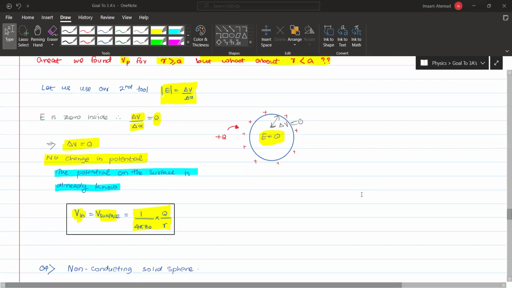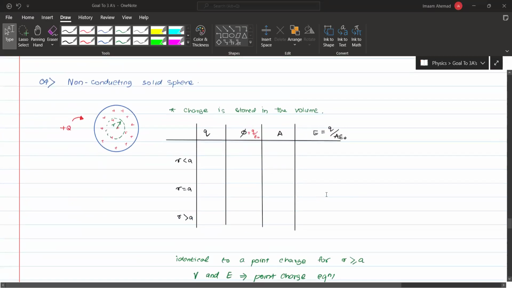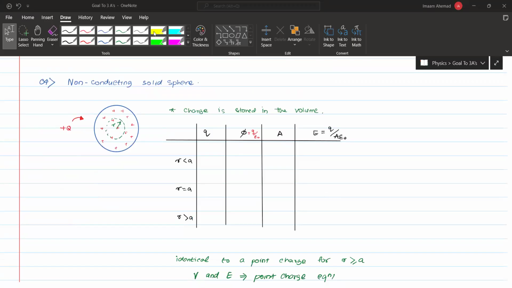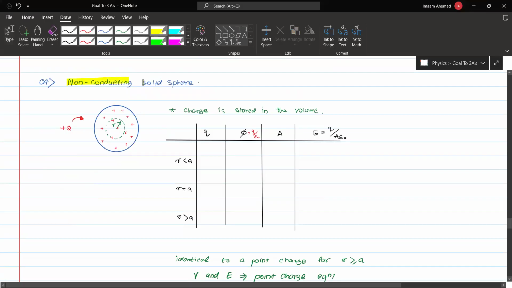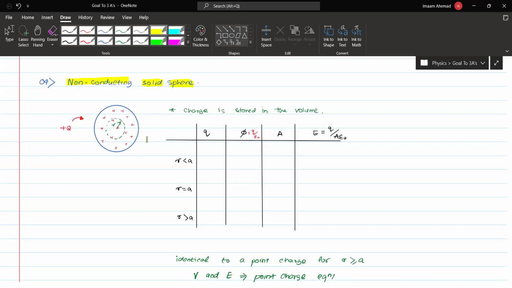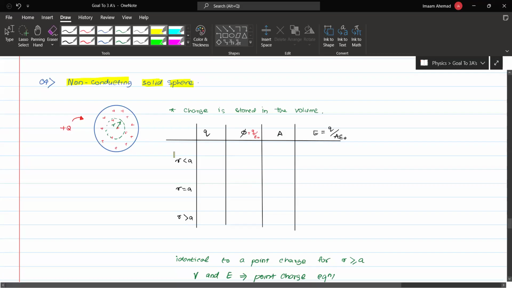Great. Okay, so now let's move on to the non-conducting solid sphere. Where does this charge reside? Does the charge reside on the surface or in the volume? Now the charges are stored in the volume.